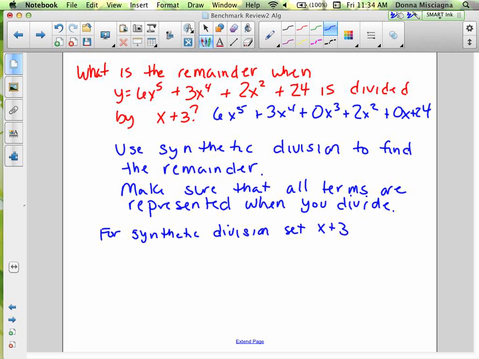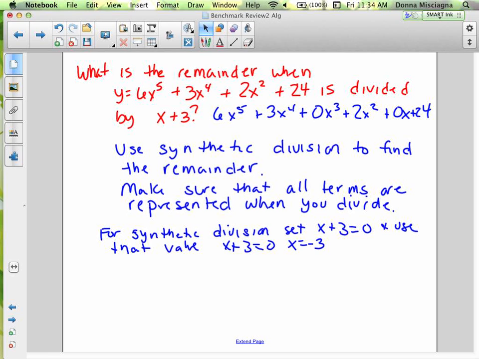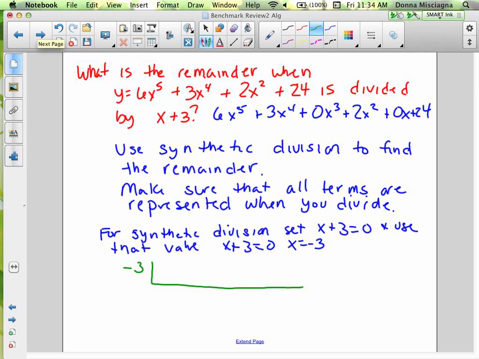Set x plus 3 equal to 0, right? And use that value. Don't use 3. Otherwise, you're dividing by negative 3. So x plus 3 is 0, then x is negative 3. All right? So we've got negative 3 outside the house, if you will. We have 6, 3, we use all the coefficients, right? 0 for the missing x cubed, 2, 0 for the missing x, and then 24.